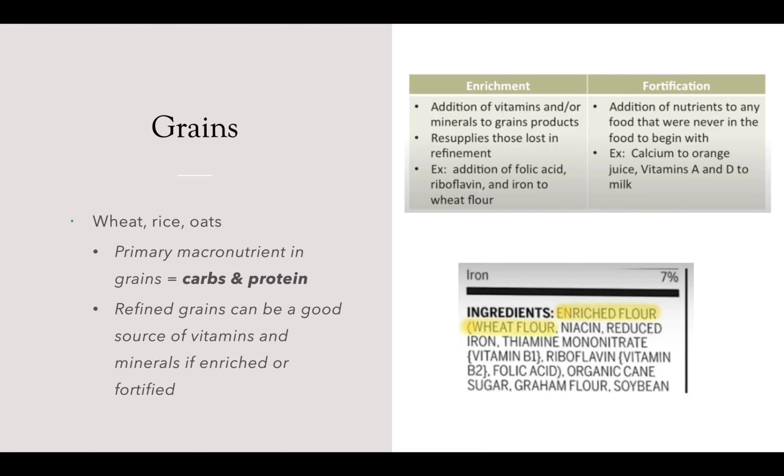Now, fortification is different because it's the addition of nutrients to a food that were never there to begin with. So, for instance, oranges are not a good source of calcium, but most orange juice is fortified with calcium. This is because most Americans fall short in their intake of calcium, and milk is also fortified with vitamins A and D. So, these were never in the food product to begin with, or were there in such small amounts that it really doesn't help you in the long run.